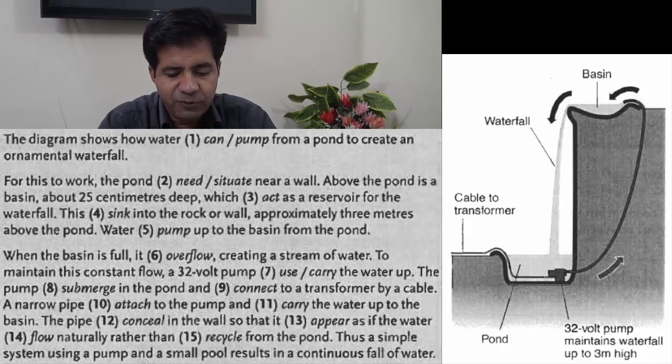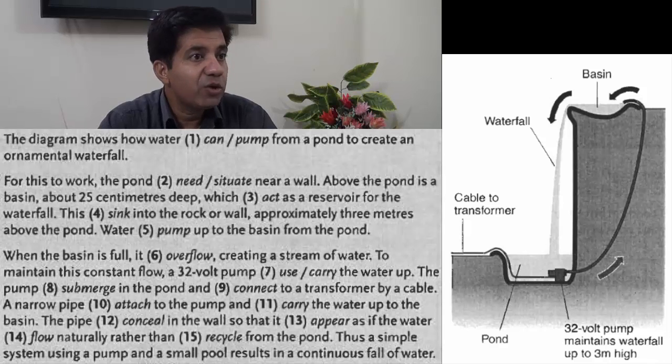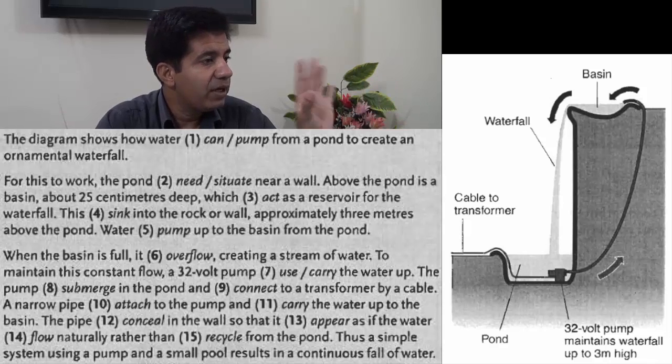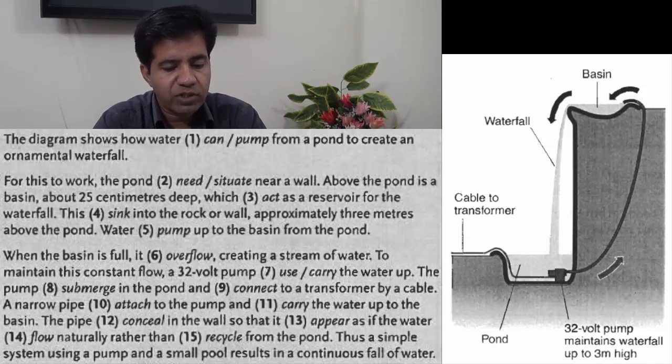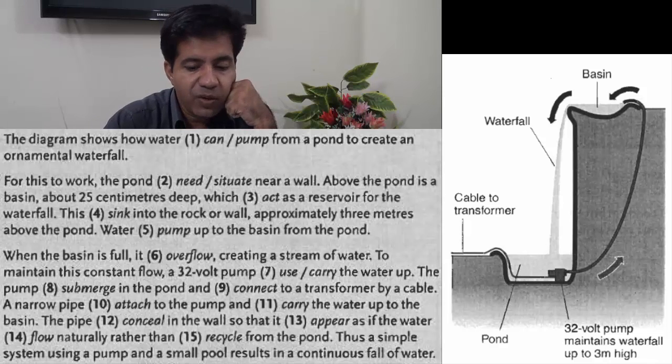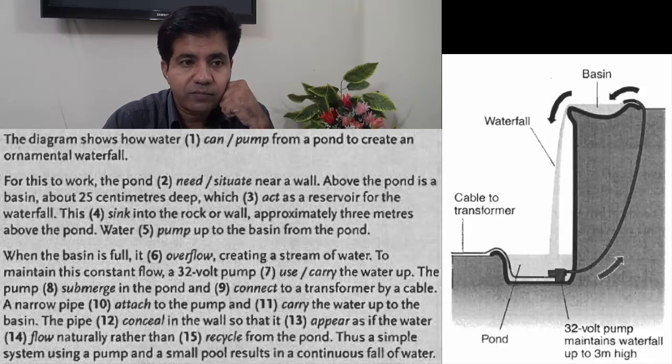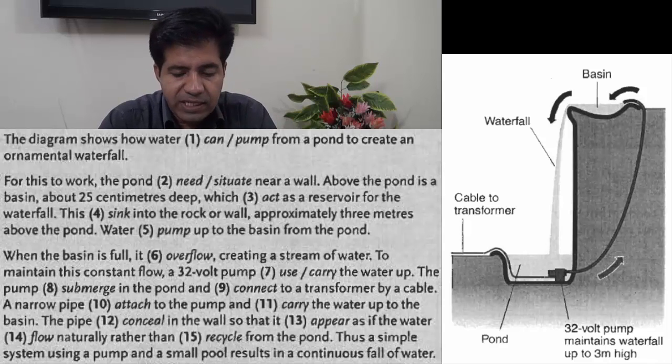When the basin is full, it overflows. Is will not come. It overflows. Simple, active voice, because it is used for water. So it overflows, creating a stream of water.